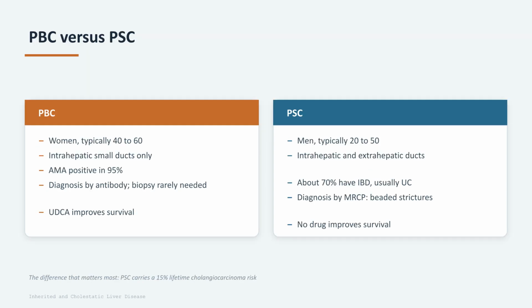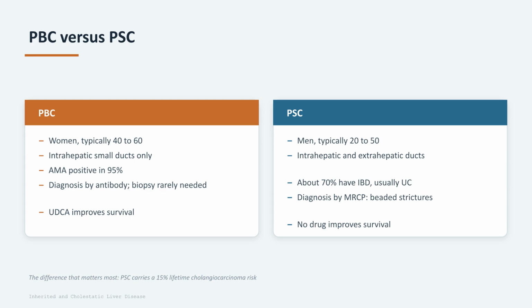This is the slide to remember. On the left, primary biliary cholangitis, women, typically 40 to 60, small intrahepatic ducts only, antimitochondrial antibody positive in 95%, diagnosis by antibody, so biopsy is rarely needed, and ursodeoxycholic acid improves survival.